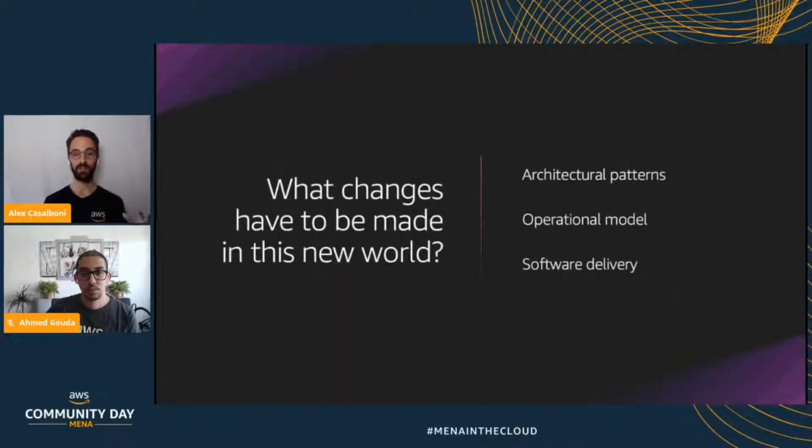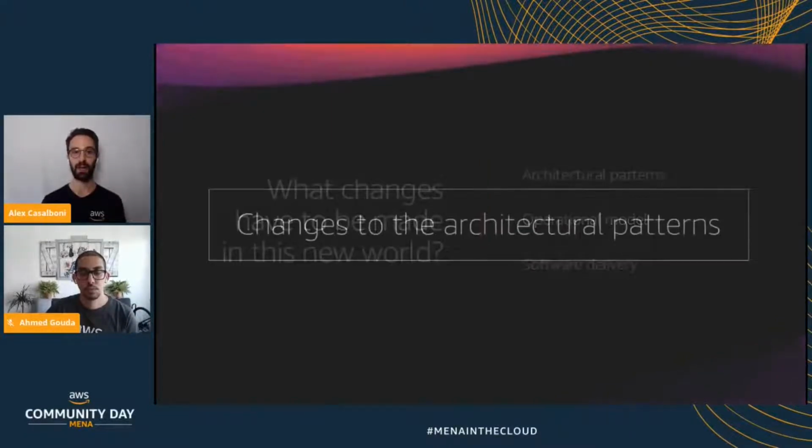So I wanted to tell you today about the three major changes that are necessary so that this new world of modern applications is possible. We'll talk about architectural patterns, operational model, and software delivery changes. And then Ahmed will continue with the second section about why security is so important as well.